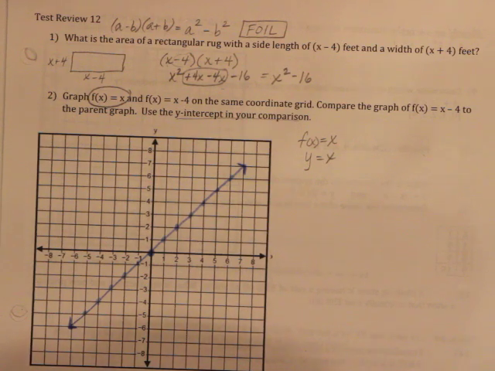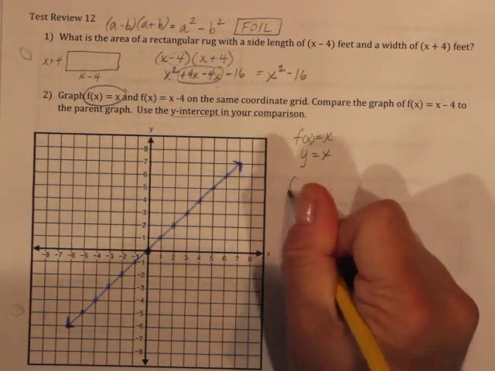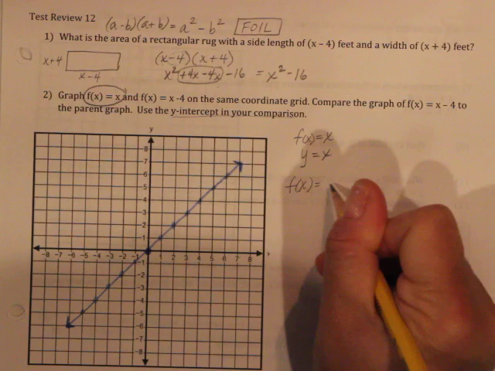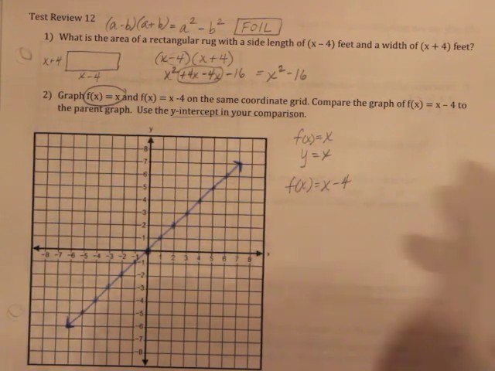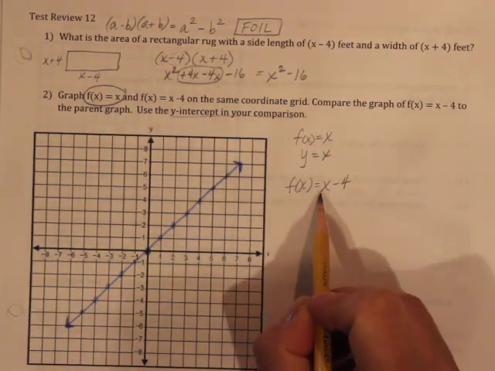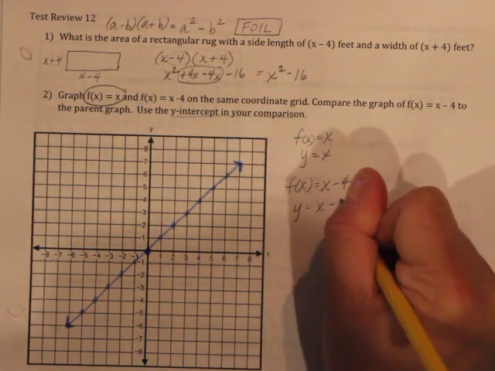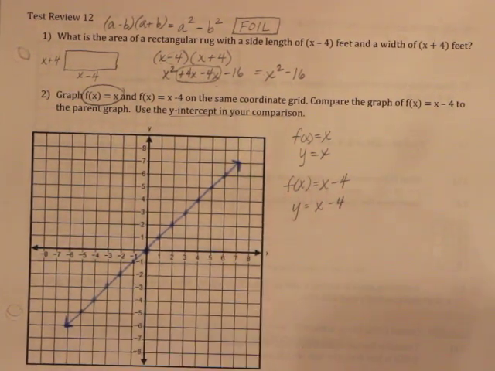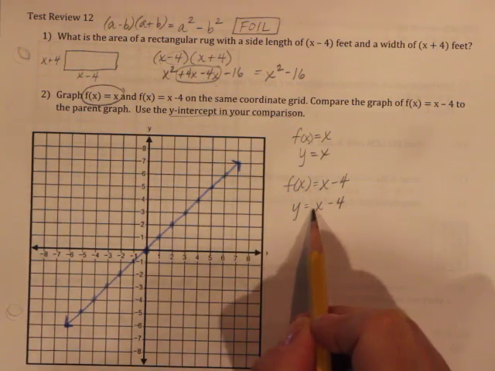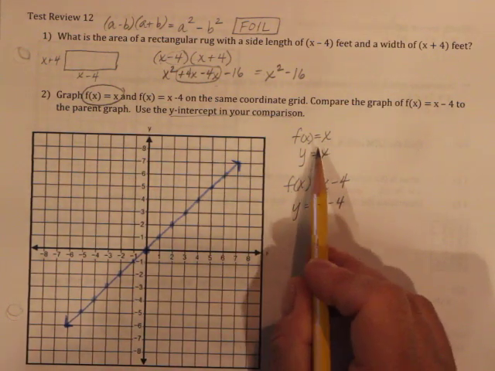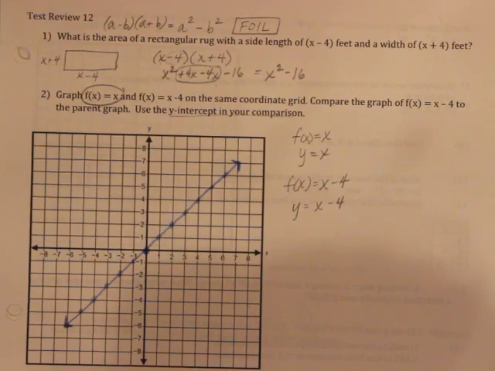Let's take a look at the next one. F of x equals x minus 4. In this graph, the slope is the same. I could rewrite it this way: y equals x minus 4, because f of x and y are interchangeable. The slope is still 1. Up 1 over 1, up 1 over 1. It's implied in both of the equations.